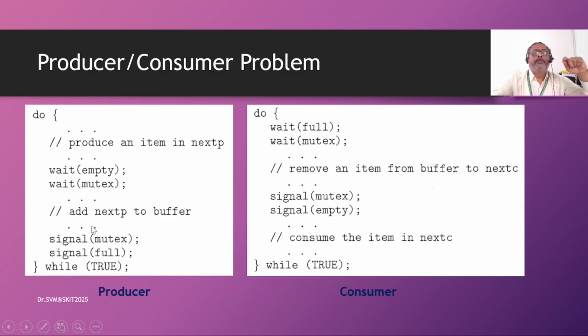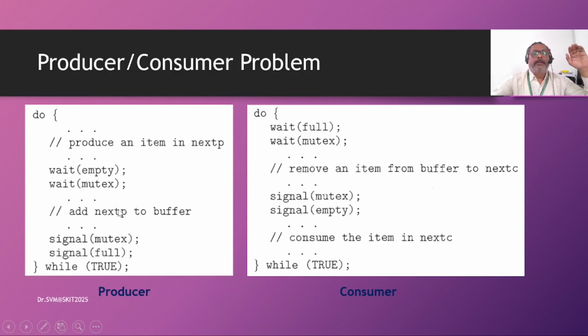Then you have one empty slot, write the next item onto that buffer, and then don't forget to unlock the semaphore mutex, because now you can allow the consumer to continue because it is now open. The buffer is now open, so say the lock is opened, now consumer can use it. So till you signal mutex, consumer cannot use it.